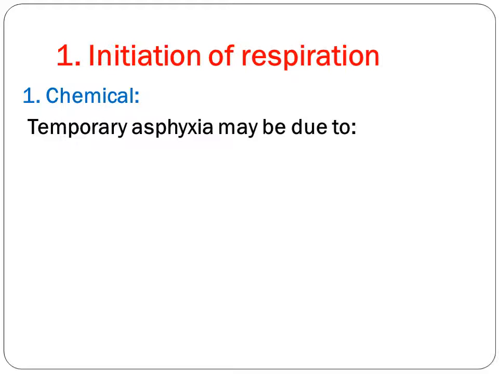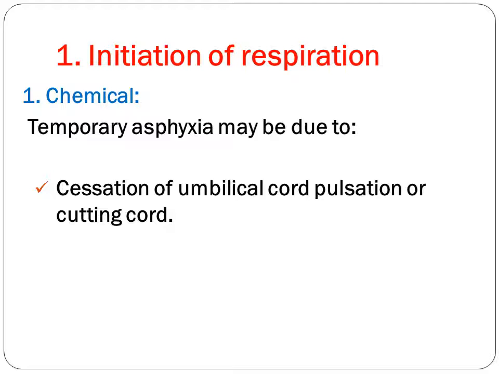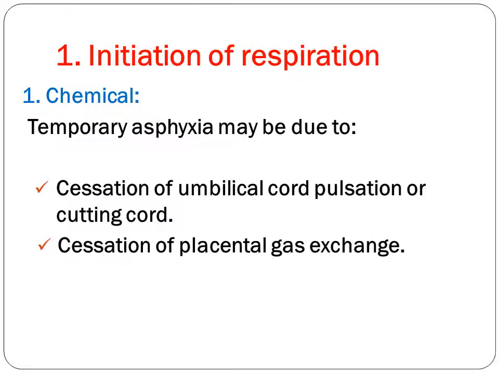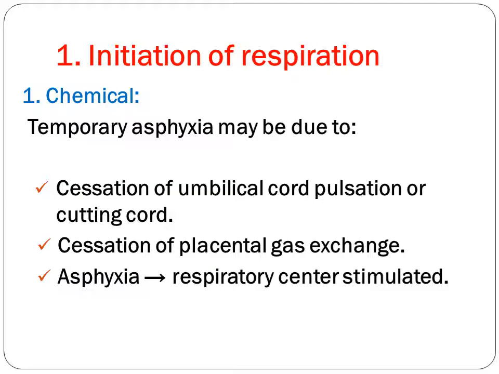At the moment of birth, the fetus is usually suffering from temporary asphyxia. This asphyxia occurs with cutting of the umbilical cord, which leads to stoppage of passage of oxygenated blood from the umbilical vein to the fetal circulation, and also cessation of placental gas exchange. Due to this asphyxia, the respiratory center in the medulla will be stimulated, encouraging the fetus to start its own respiration.